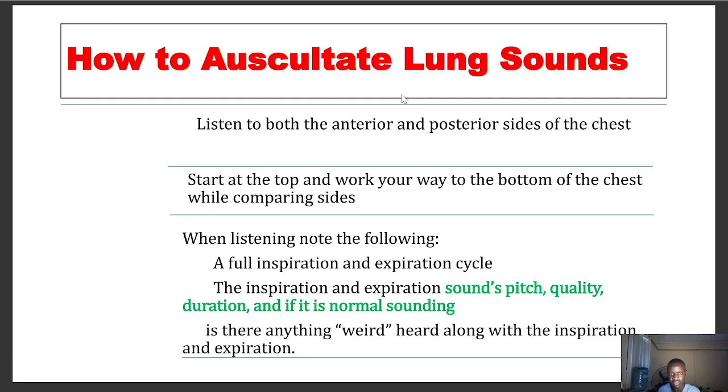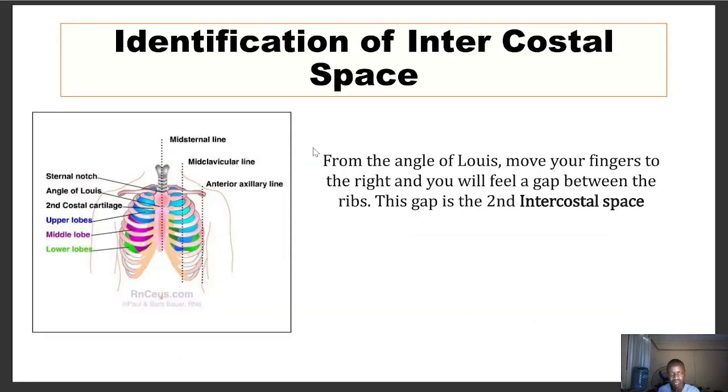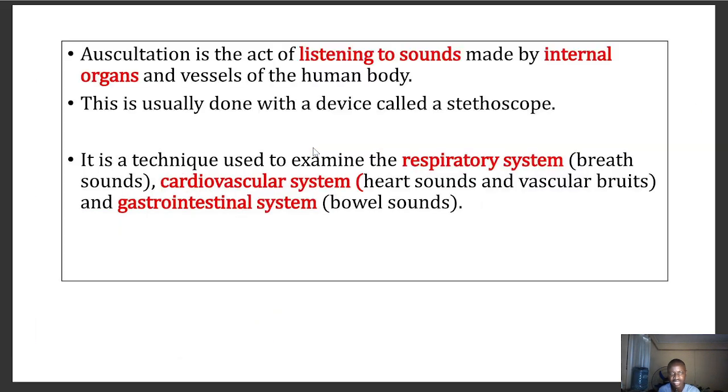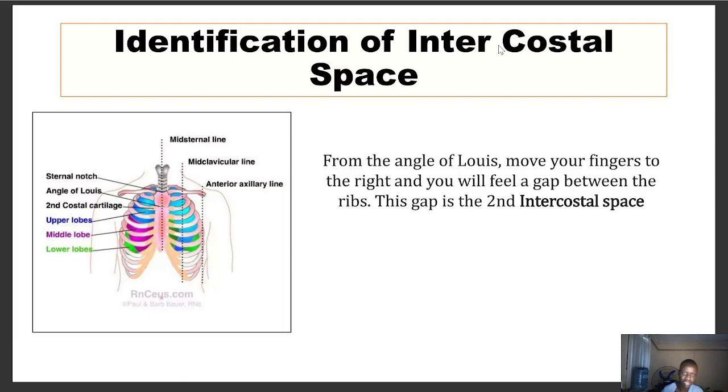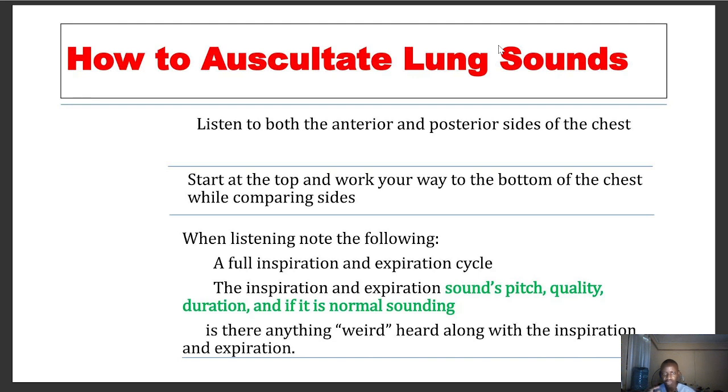Don't forget about that. Now, how to auscultate. We started with the anatomy, then we looked at the sites or the auscultation points, then we looked at how we can identify these intercostal spaces. We've known the anatomy, how to identify the intercostal space, and how to identify the points. Now, how can we do the auscultation?